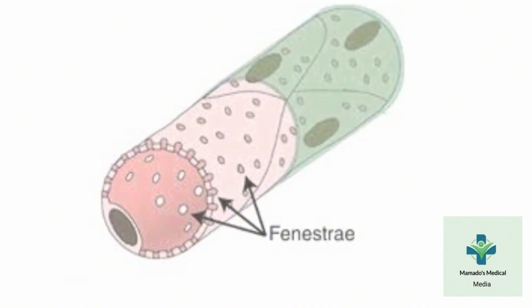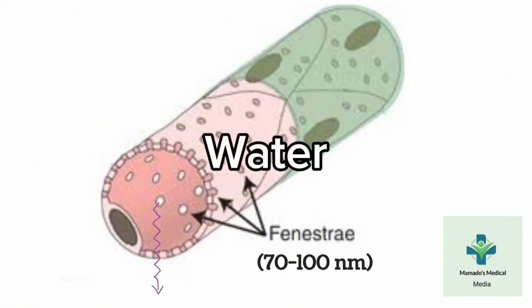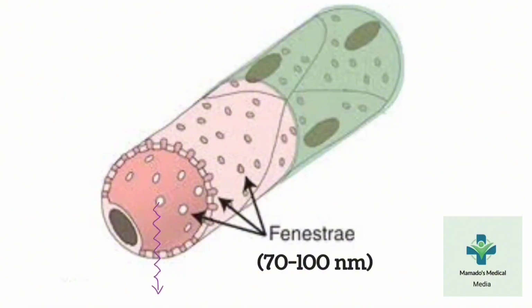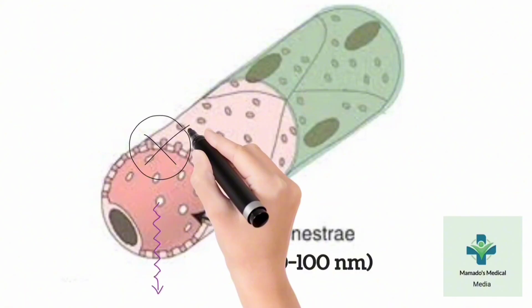The first layer is the endothelium of the glomerular capillaries. It's full of small pores called fenestrations, about 70 nanometers wide. These allow tiny molecules like water, glucose and ions like sodium and chloride to pass through. But larger things like red blood cells, white blood cells and platelets, nope, they are too big to pass through this layer.